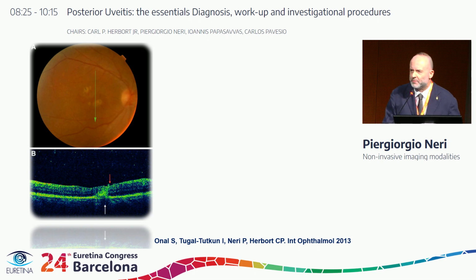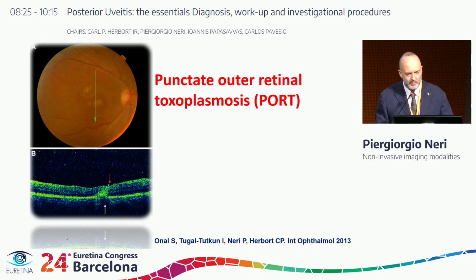This is not a very sophisticated, super modern OCT. This was the Optos I had in my clinic, and as you can see, there is an intraretinal lesion over there. When you look at this, you can very clearly see a certain lesion in the retina that is called the punctate outer retinal toxoplasmosis. So when you see something like that, just write a suspect. And of course, there's more to come, and my colleagues later on are going to tell you what.